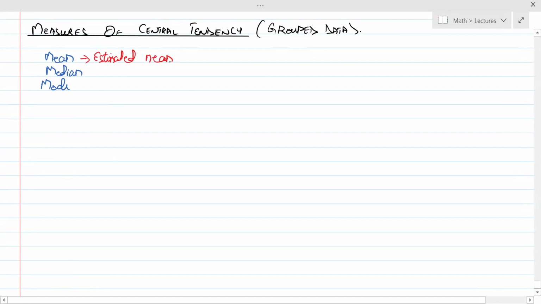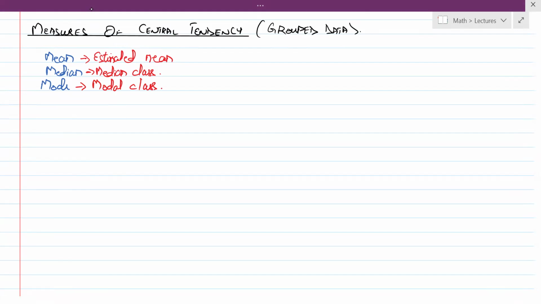About median, for group data, the question will not be asking you to find the median, it will be asking you to find the median class. Again, not the exact median. And for mode, here again, the question will not be asking you to find the exact mode, it would be asking you to find the modal class. Why these are the slight differences, I'll explain with the help of an example.